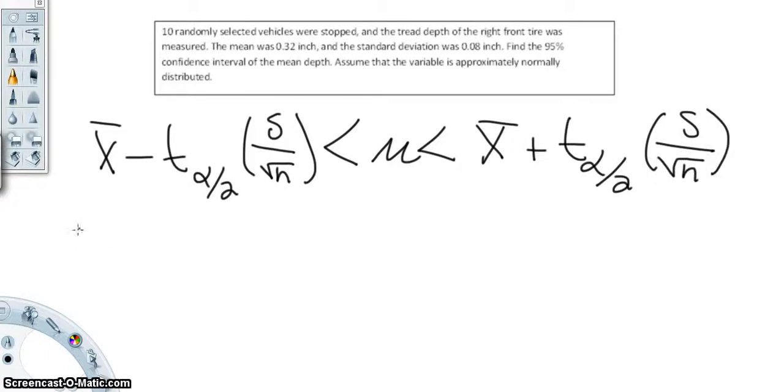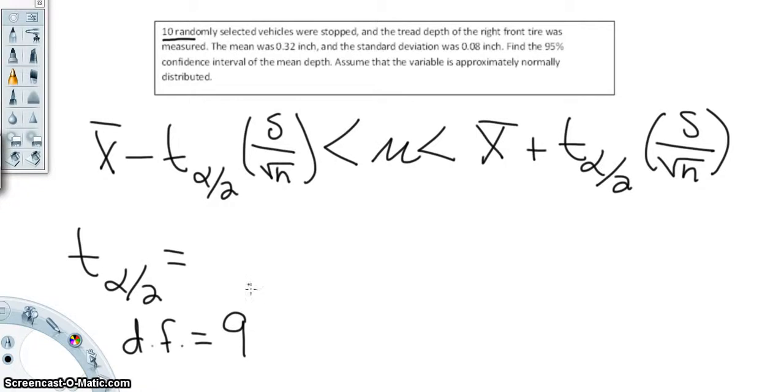So first thing we need to find is what is our t sub alpha over 2 going to be? We need to find our degrees of freedom. Degrees of freedom for this one is n minus 1. What was our sample size? Our sample size was 10. So our degrees of freedom is going to be 9 yet again. We're also looking for a 95% confidence interval. So on the table we found that the 95% confidence interval with the degrees of freedom being 9 was 2.262.